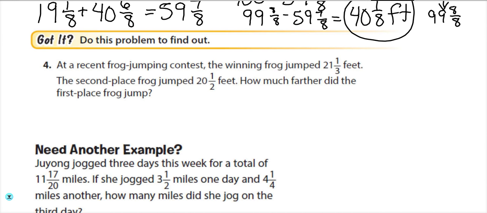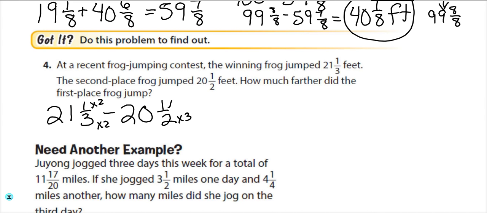All right, 2 more to go. At a recent frog jumping contest, the winning frog jumped 21 1/3 feet. Second place frog jumped 20 1/2 feet. How much farther did the first place frog jump? So we have 21 1/3 minus 20 1/2. All right, so we should know that this is 6, just looking at it. All right, so that's going to be 21 2/6 minus 20 3/6.